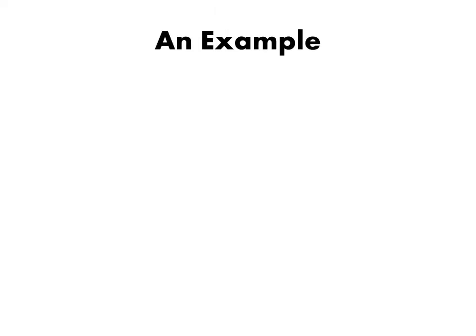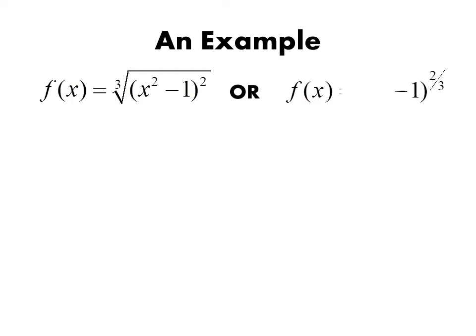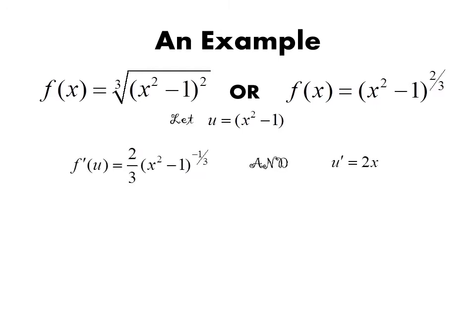So here's an example. Let's suppose we have the cube root of the quantity x squared minus 1 to the second power. Of course, we could rewrite that as x squared minus 1 to the 2/3 power. We're going to let u equal x squared minus 1. So what we do is we take the power rule into effect here, bring the 2/3 down and reduce the power by 1. And we also take the derivative separately of the function u, and that's just 2x.